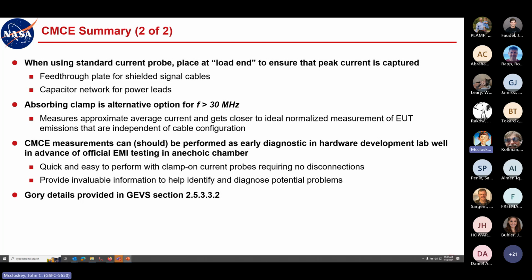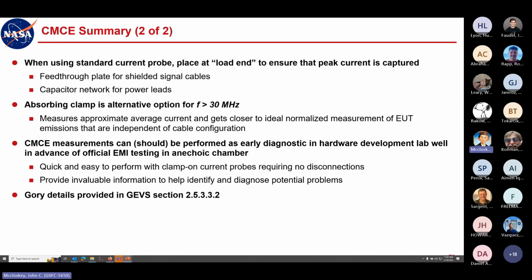Again, there's no requirement to use the absorbing clamp depending on where you go, but it's an additional tool in your belt. I always say that when you have an additional tool, it doesn't have to replace anything that you already have. The standard current probes are still great. Don't get rid of those if you get an absorbing clamp. We generally use the standard current probes for most of the tests that we do, and the absorbing clamp is just another tool in our kit. If we see something a little strange with the standard current probe, we can get another look at it with the absorbing clamp.